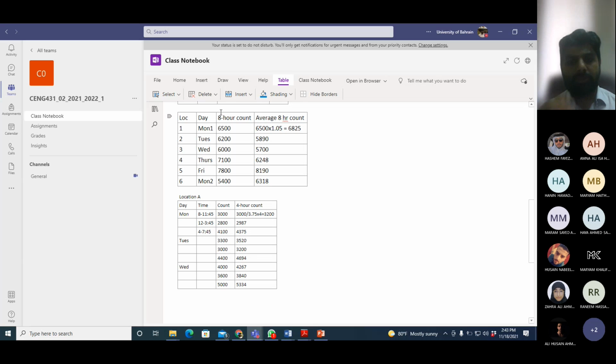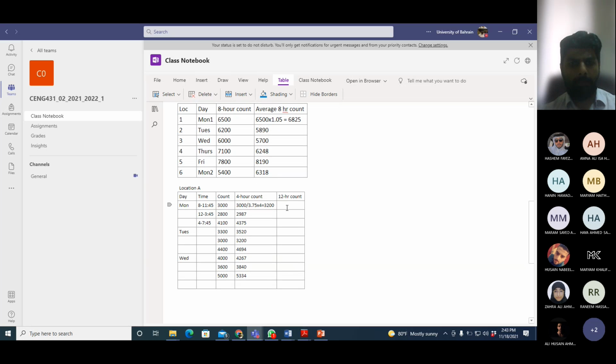So now I can calculate the 12-hour count for each day on the control count location. Yes, the total of the 3 values, right? The total of the 3 values. So how much is the total for Monday? Give me the total for Monday. Okay, total for Tuesday.